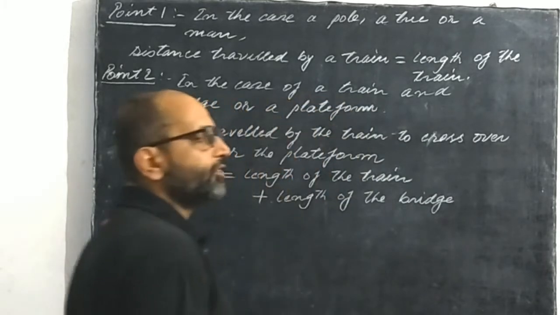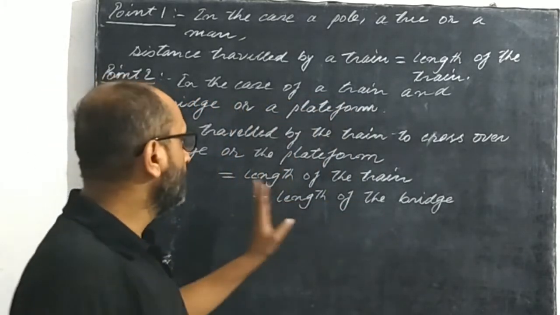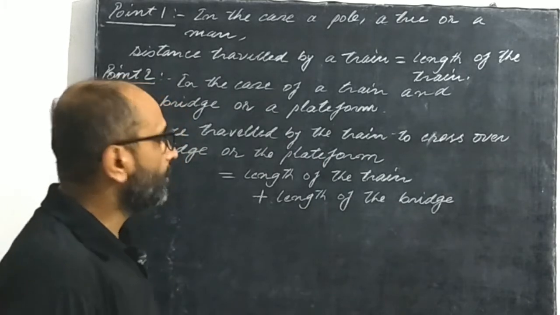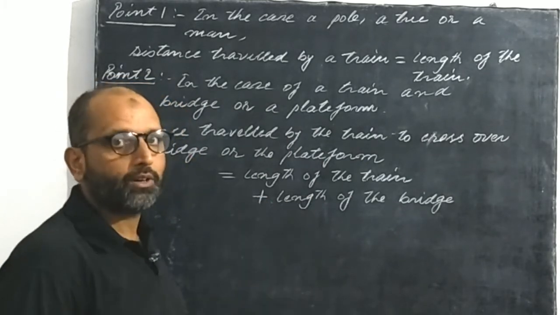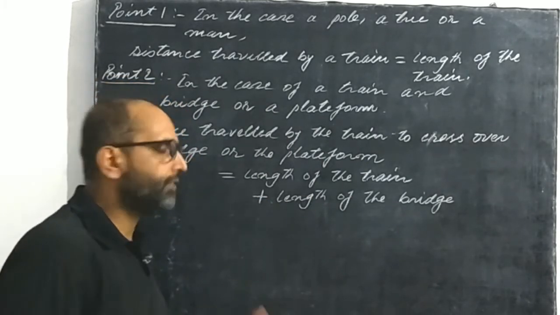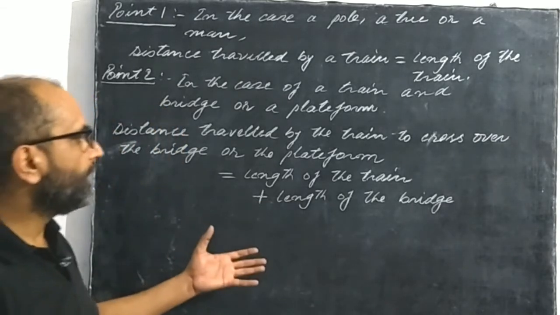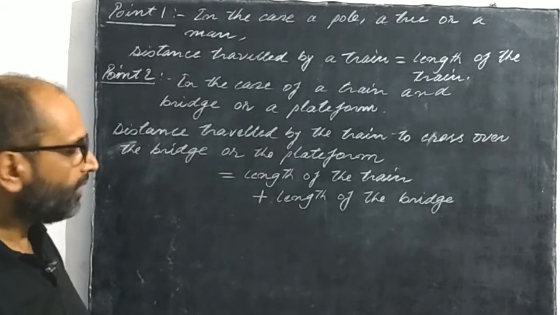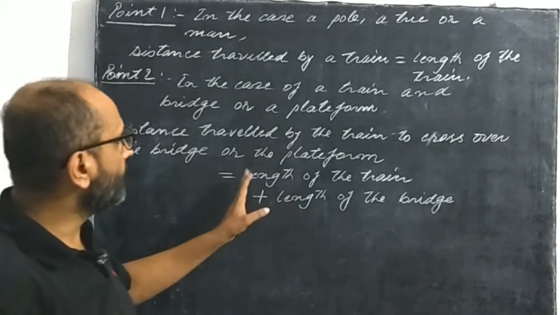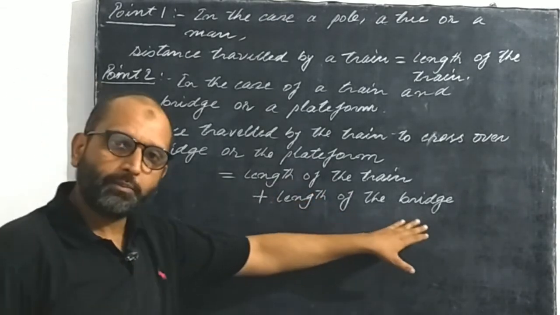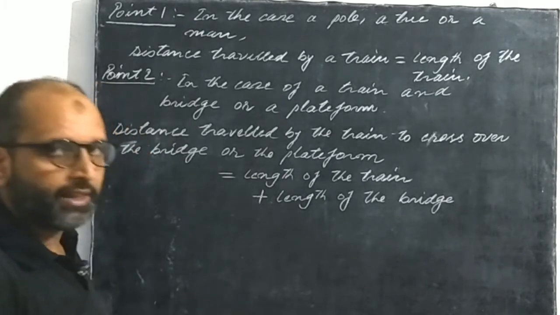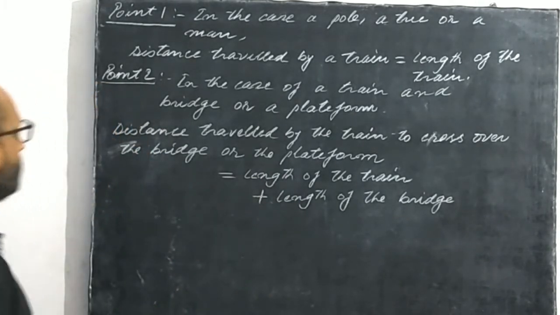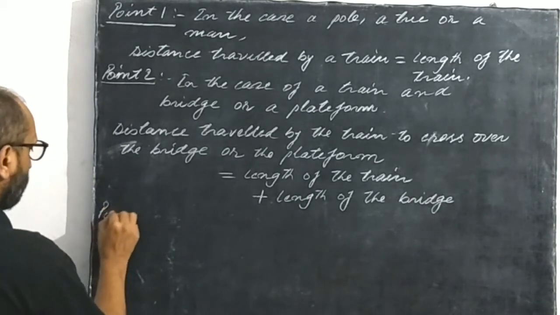In the case of a platform, length of the train plus length of the platform. If one train and a platform are given in the problem, then we may say that distance is length of the train plus length of the platform, or if a bridge is there, then we may write length of the train plus length of the bridge.